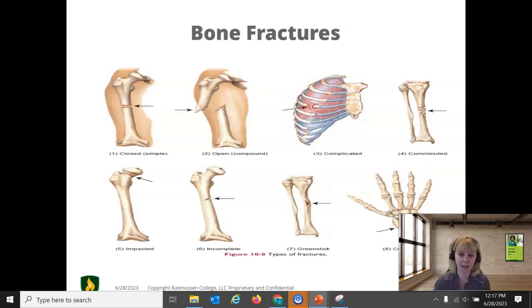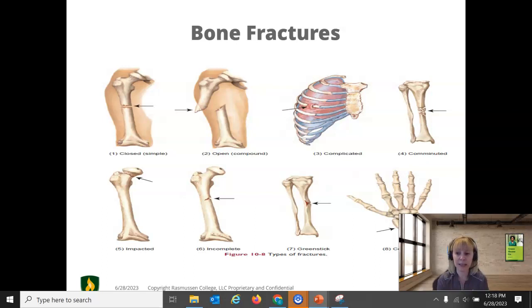A complicated fracture is one in which the bone has broken, but it has also injured an internal organ, such as a broken rib that pierces your lung. A comminuted fracture is when a bone is broken or splintered into pieces, and we typically see this in the heel bones if somebody has a fall and they land flat on their feet. An impacted fracture occurs when a bone is broken and one end is wedged into the interior surface of another bone.